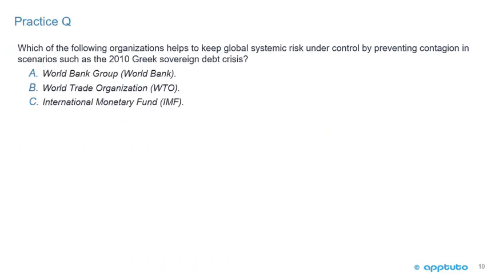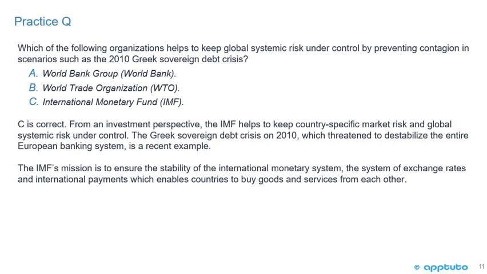Another quick one. Which of the following organizations helps to keep global systemic risk under control by preventing contagion in scenarios such as the 2010 Greek sovereign debt crisis? A, the World Bank, B, the World Trade Organization, or C, the International Monetary Fund? I know, too easy, right?